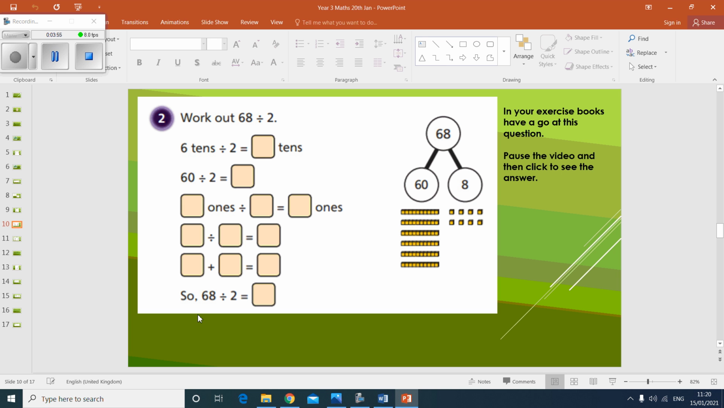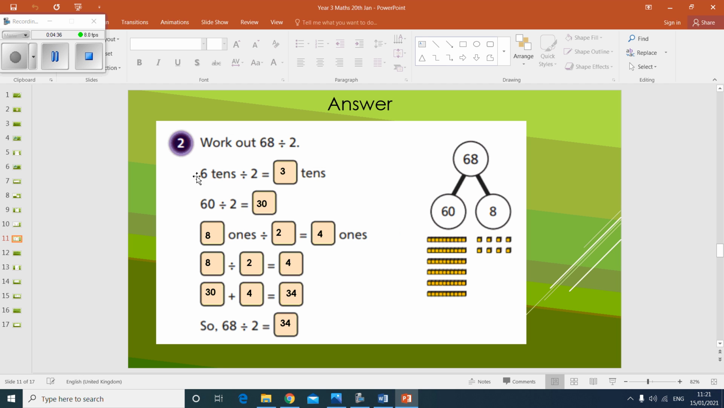Question 2 in exercise books, we have 68 divided by 2. Again, the part whole model, we can show 60 and 8, and we've shown this here with the rods and the cubes. So we're going to share 6 10s first of all by 2, 60 divided by 2. And then we're going to share the 1s by 2. And how many 1s? That's 68 divided by 2 equals, and then we add the answers together and we'll find the answer to 68 divided by 2. So pause the video here, have a think about it in your books, and then we'll look through the answer.